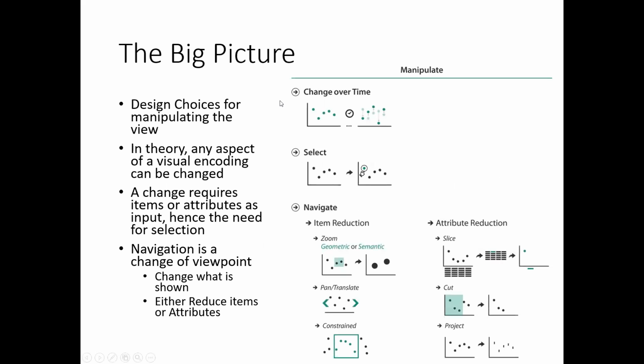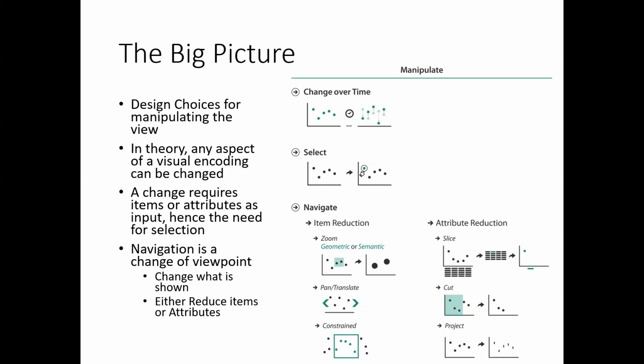So as always, Munzner starts out with the big picture. And as you might expect, there are several different design choices available to us for manipulating the view. In theory, you should be able to change any aspect of the visual encoding. And one way to manipulate the view is to show changes over time. And you've seen this with tools like Gapminder.